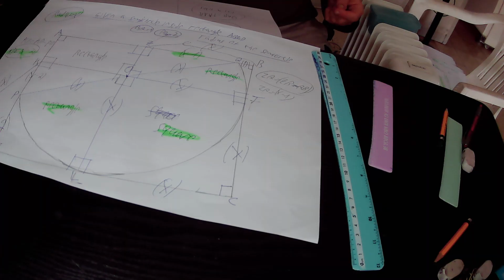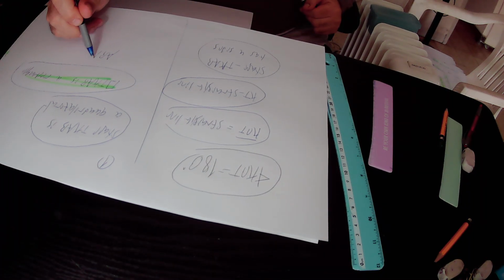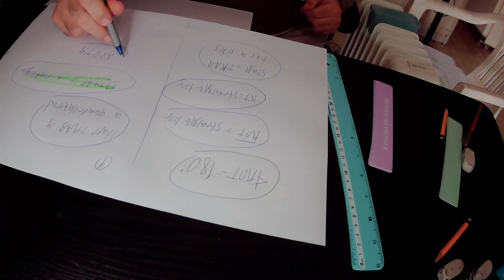But we also know that the opposite sides of a rectangle are parallel to each other. So in rectangle ABTK, side AB must be parallel to the opposite side TK, according to the rule that the opposite sides of a rectangle are parallel to each other.